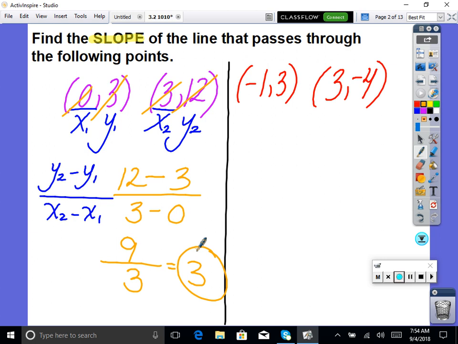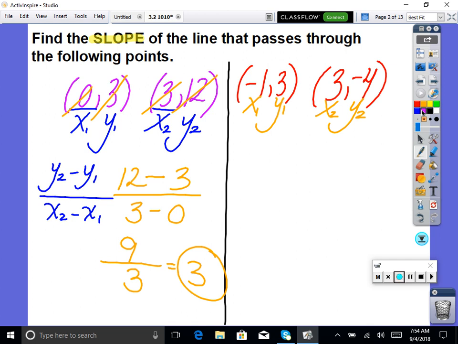Okay, let's do another one. So we have an xy point, an xy point. Which one, if you don't look at the y value, is the left? Which is the first point? -1. That comes before 3. So call that your first point. Call this your second point.